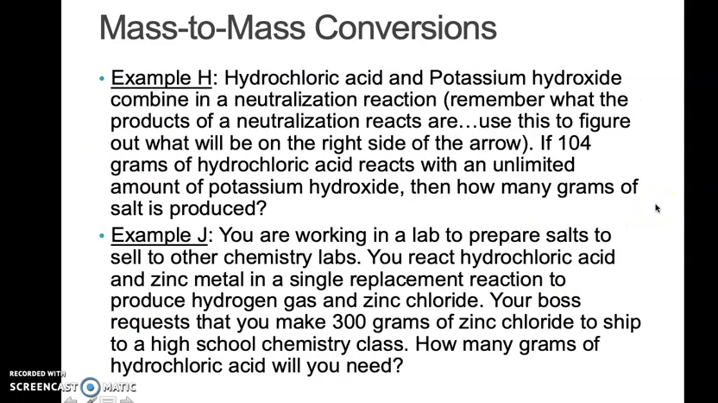There's 2 more examples there, H and J. Okay. I'll do my best to put the answers to these other examples online for you.